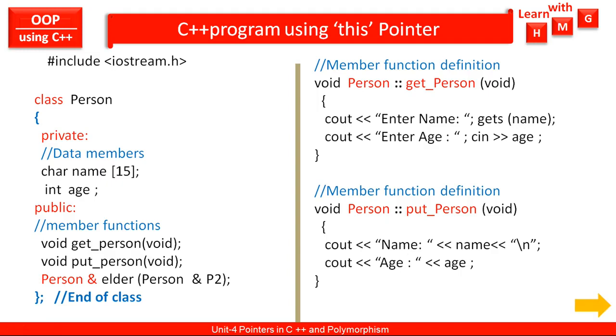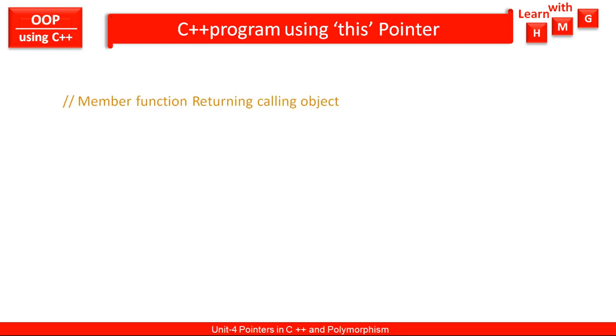So now let us define the third member function, that is the elder function. This member function is returning the calling object. So here this is the important function for our program, calling object. So elder is a member function which accepts an object as an argument, and this object is passed as an argument by reference. So class name person & p2. So p2 is the object name, person is the class name, ampersand indicates that it is passed by reference, that is, its address is passed, not the copy of the object.